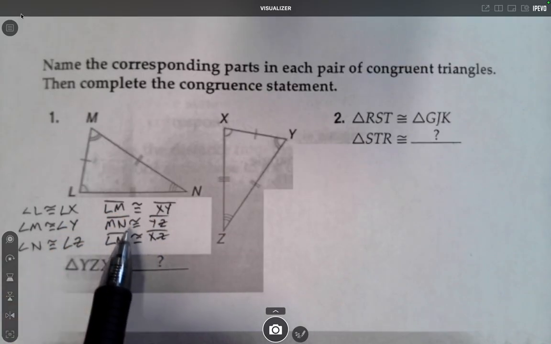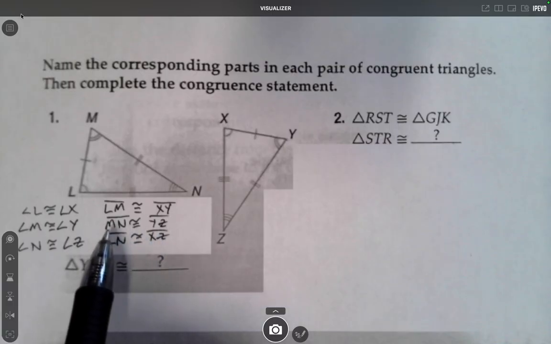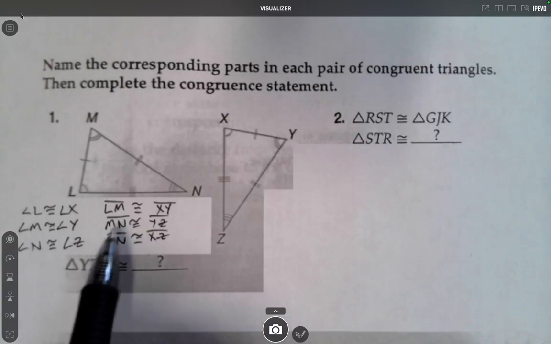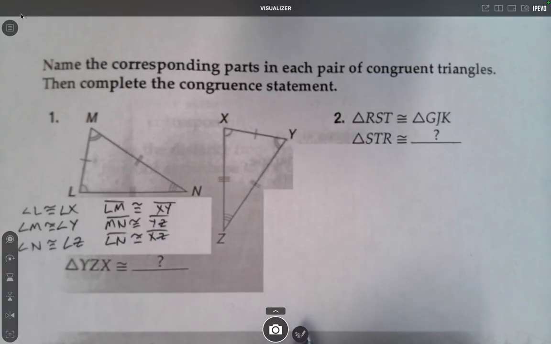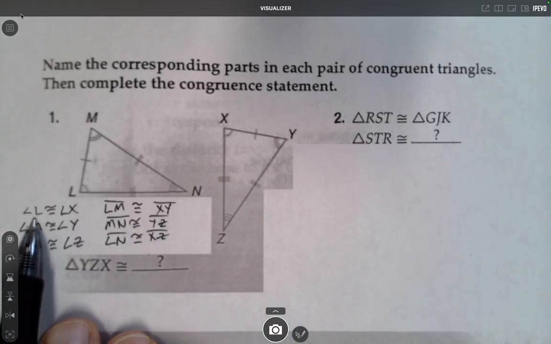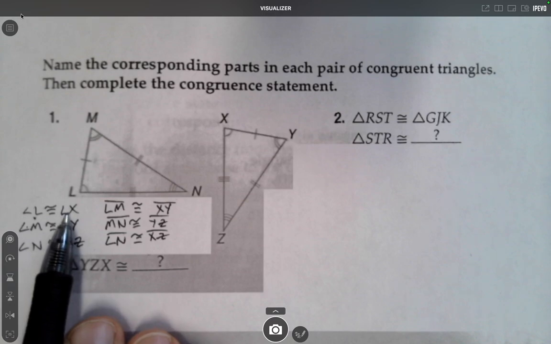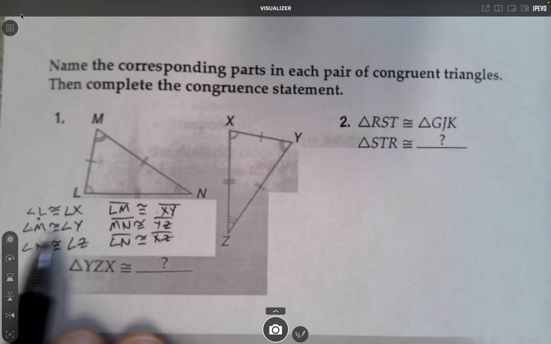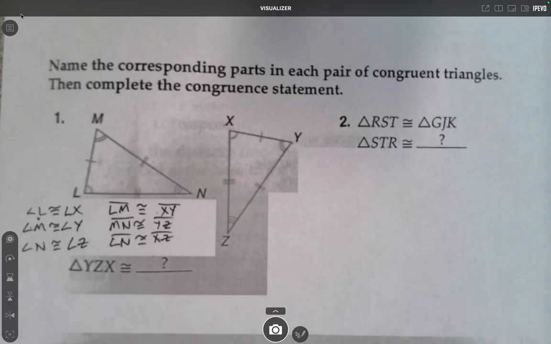Same thing here. You could have it written the way I do, or you could have NM is congruent to ZY. So if you swap both of them, that's still the same thing. Because just like the angles are lined up here, L and X, you need the L and X lined up together in their sides. Same with M and Y, N and Z.